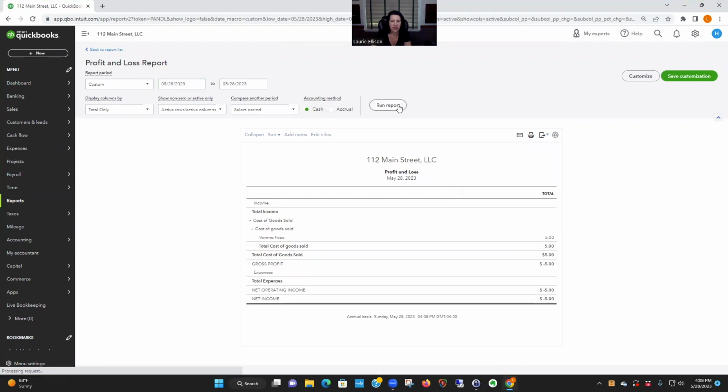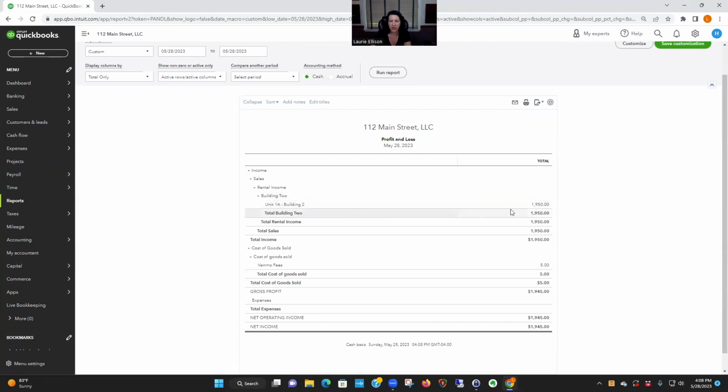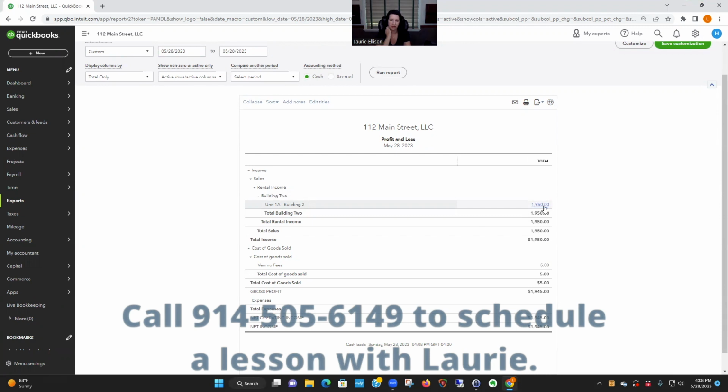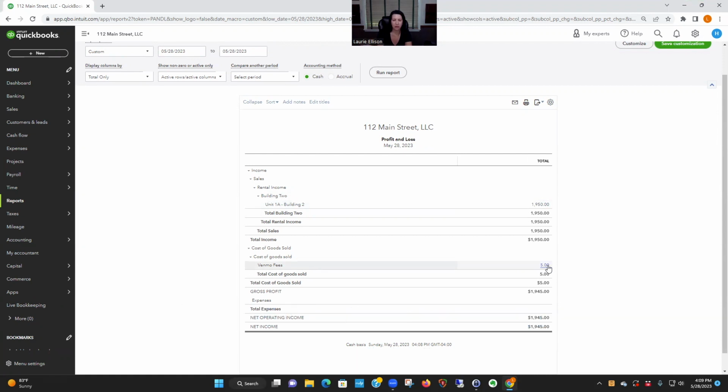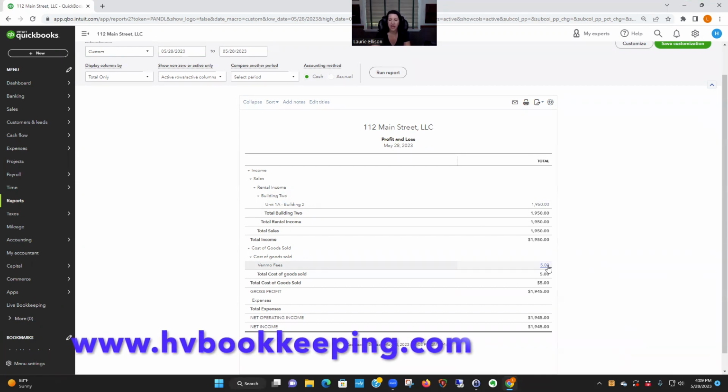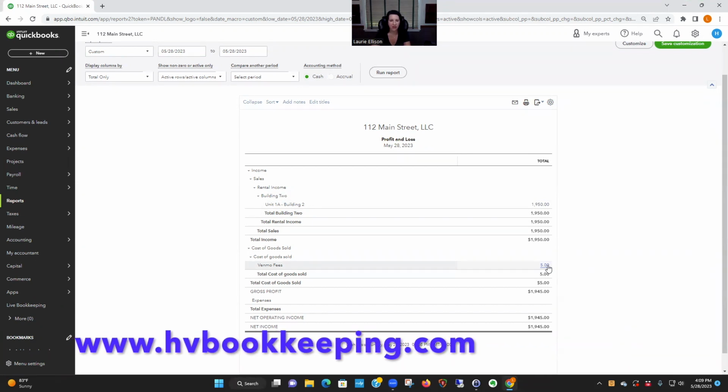Okay, so we're going to go cash basis. Okay, so here was the full amount, right, that was received. And then take away the $5 for the fees. And I'm keeping that up in your cost of goods sold because it really has something to do with the rental income. So this is taking it away, giving you net income of $19.45.